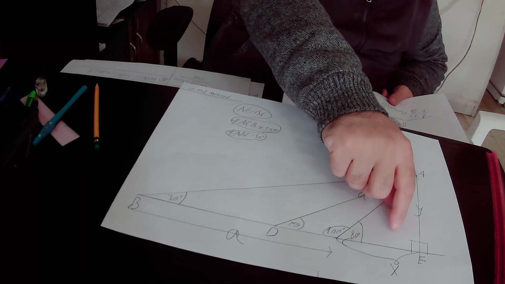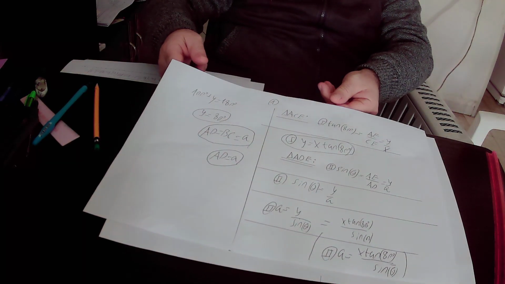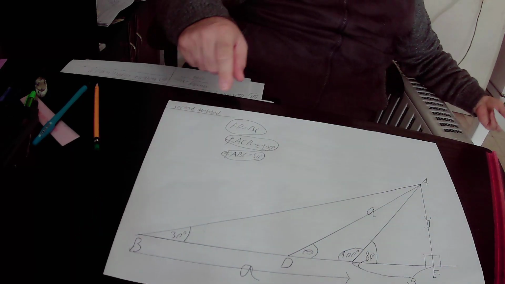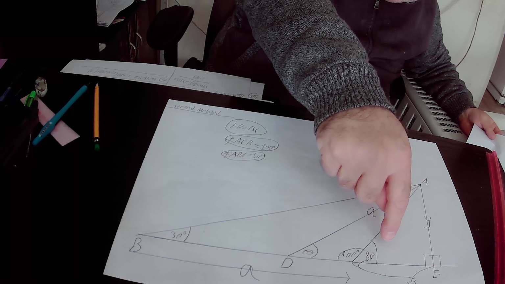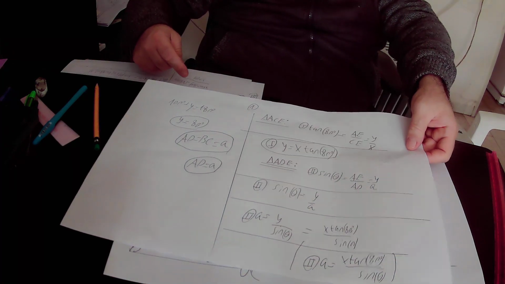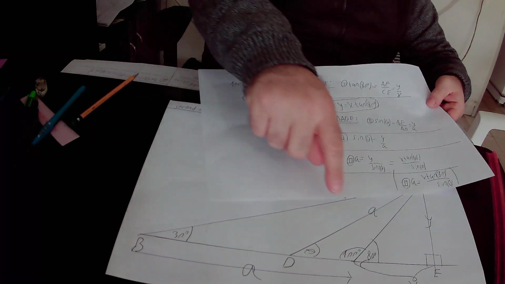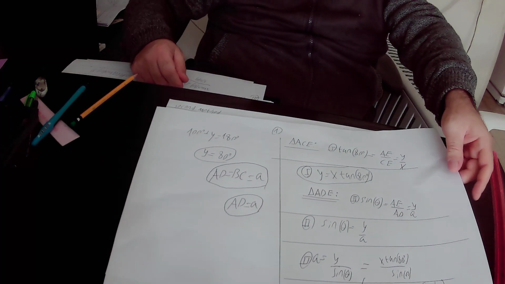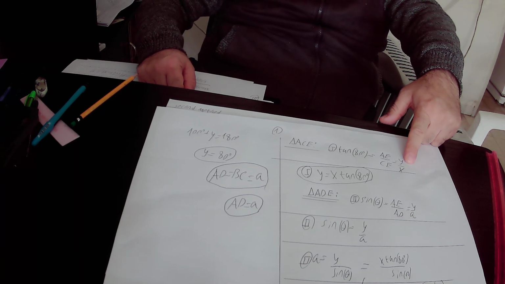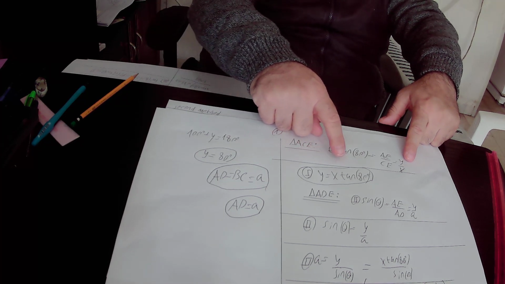Then we focus on the right triangle ACE. In the right triangle ACE, we know that tangent 80 degrees equals AE over CE. AE equals Y according to our definition. CE equals X according to our definition. So we found that tangent 80 degrees equals Y over X. We multiplied this equation number 1 by X, and we got that Y equals X tangent 80 degrees.